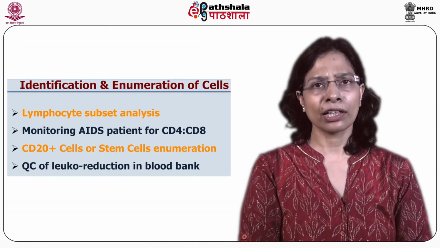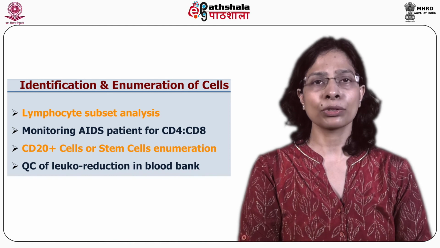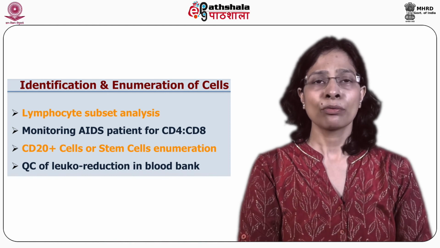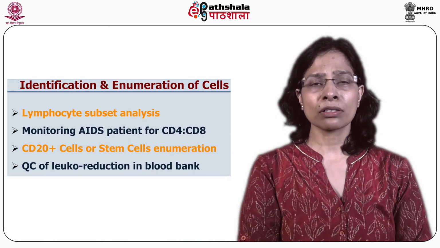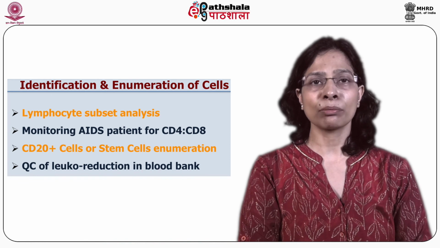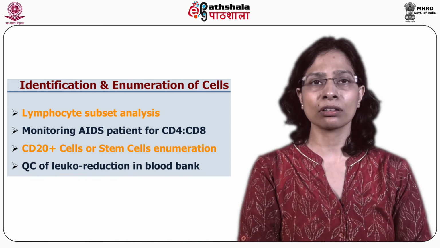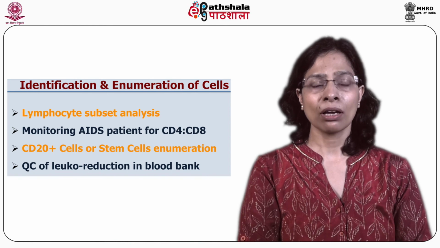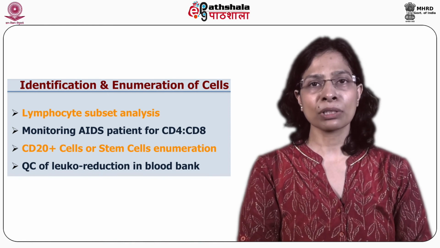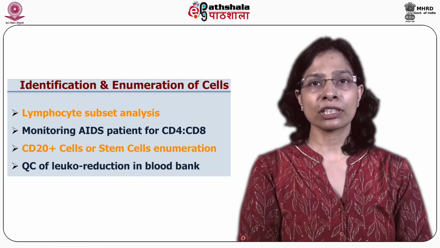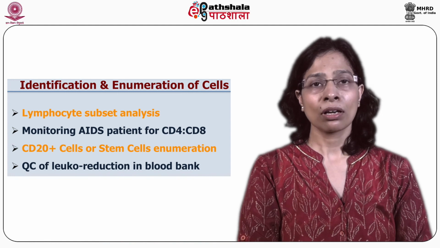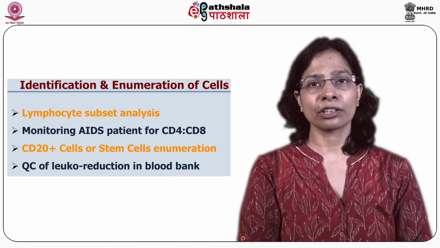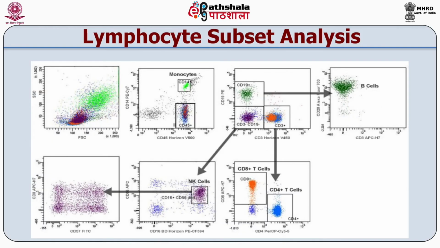Under this heading, we will discuss the applications using the lymphocyte subset analysis, which is also useful in monitoring the AIDS patients. We will also look at the subset analysis of B lymphocytes, namely the CD20 positive cells, to monitor the monoclonal antibody therapy, and we will also look at enumeration of stem cells, which is useful in autologous stem cell transplantation. In addition, this principle can also be applied to do the quality control of leukoreduction in the blood banks.